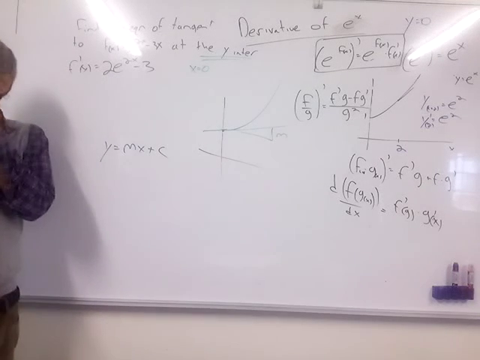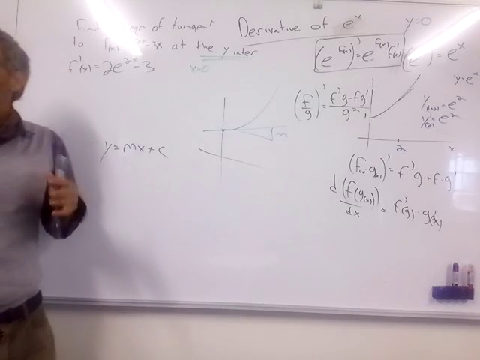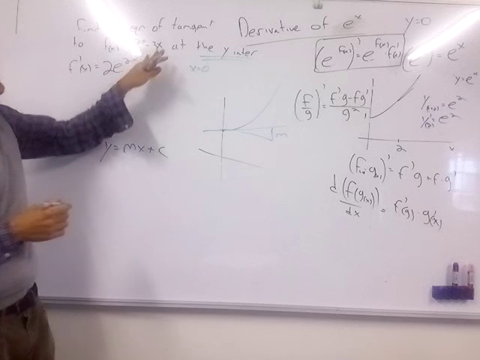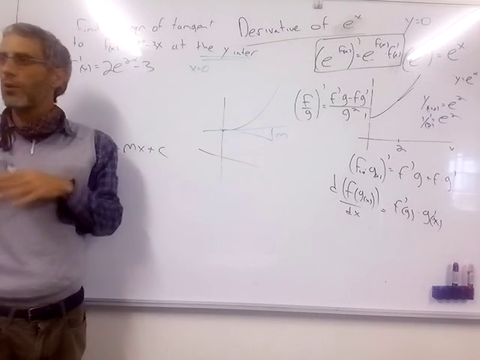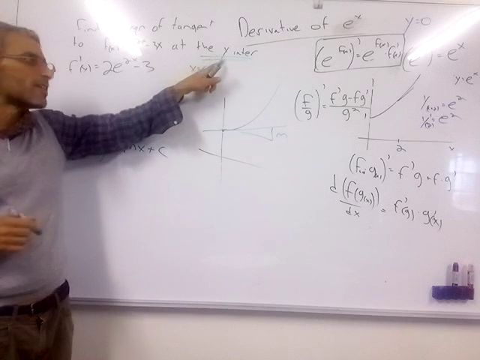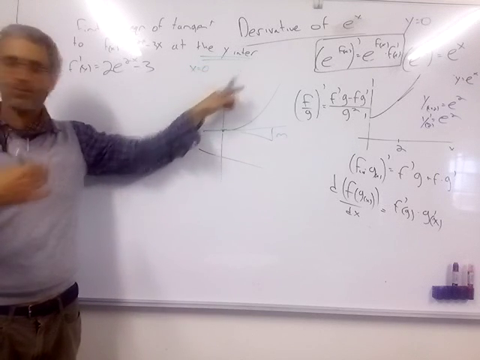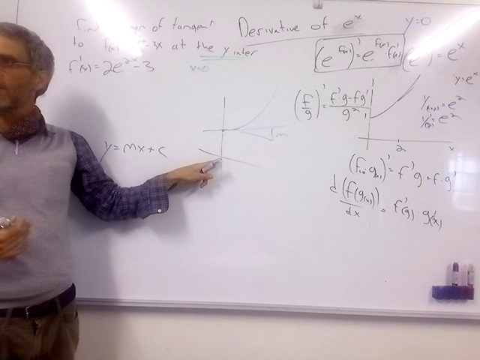x must be 0. Because normally they will say find it at the point 2 or x equals 2 or x equals 2.25, whatever. Here they told you in words it's at the y-intercept. The y-intercept meaning x is 0.